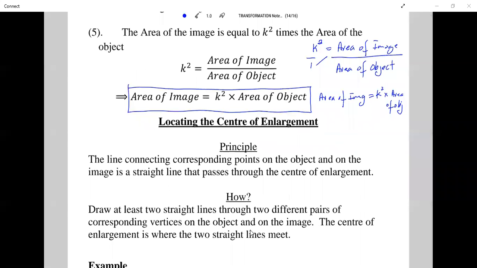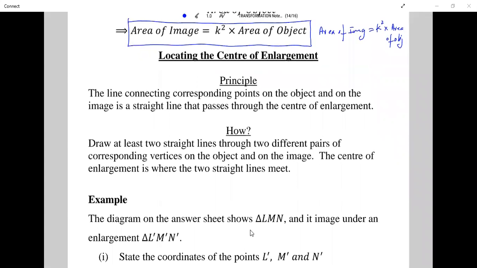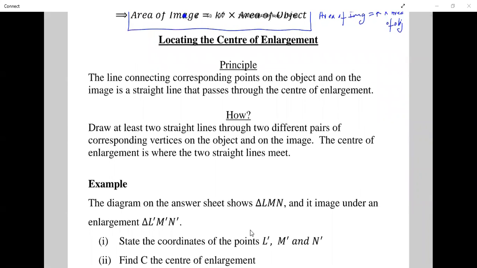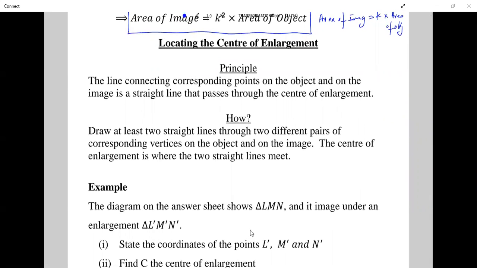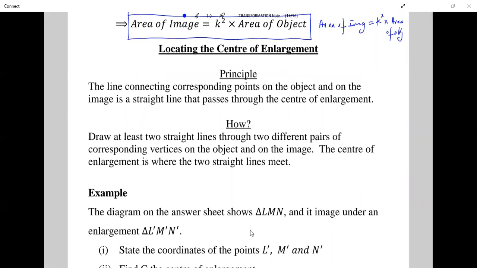All right, so the last thing we need to look at is locating the center of enlargement. We already discussed this principle. The principle here is that the line connecting corresponding points on the object and the image is a straight line that passes through the center of enlargement.